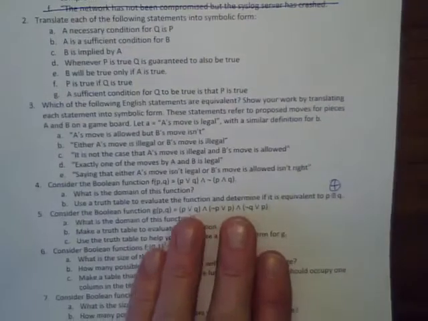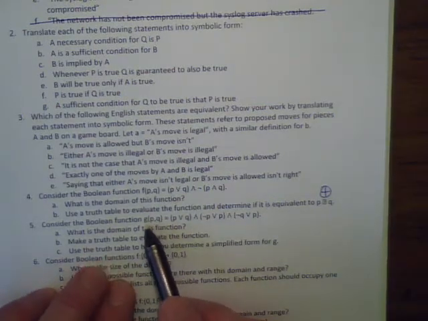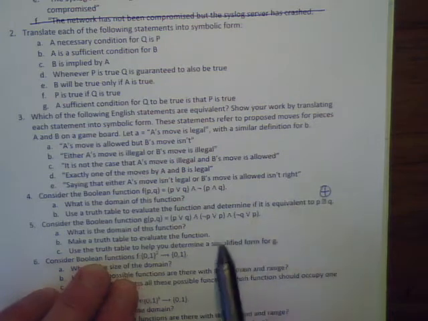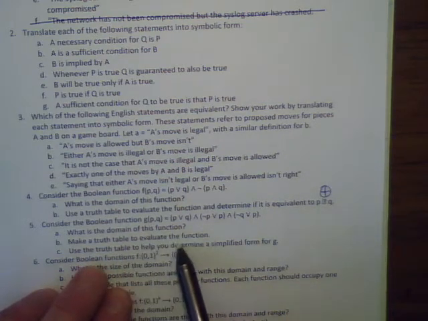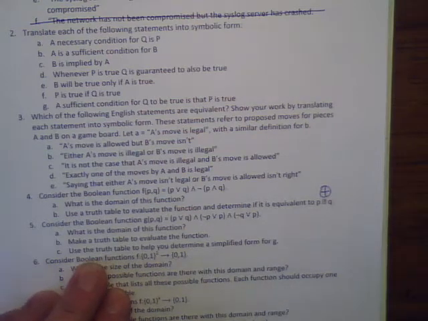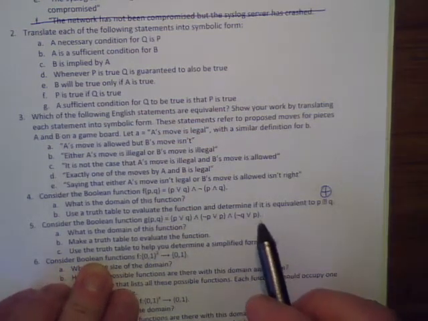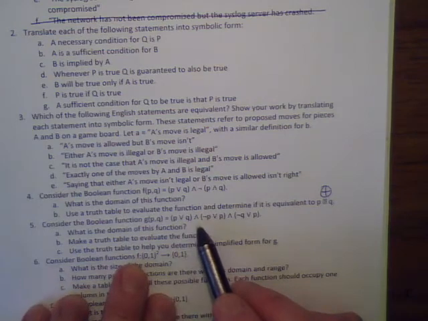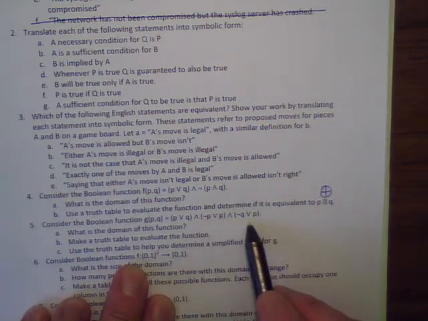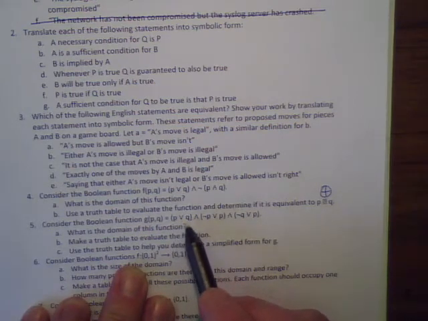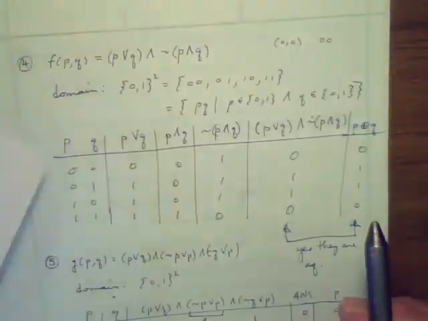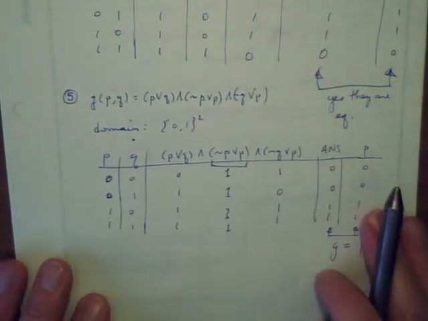Problem 5 says to consider the Boolean function g, and it's given here. What's the domain? And make the truth table, and use the truth table to help you determine a simplified form for g. Okay, so the first thing I notice about this is that it's a big AND statement. It's sort of a triple AND statement, and in between are pieces with ORs in them. So I have to leave all the parentheses on. And here's what my solution to number 5 looks like.